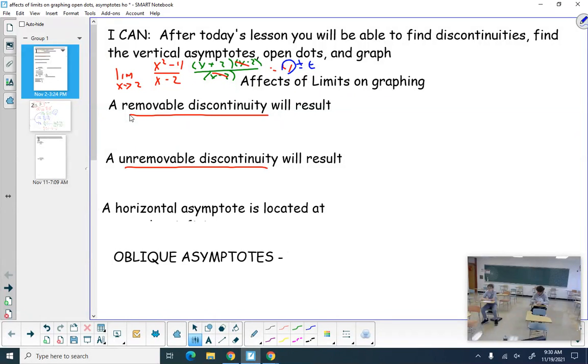So you're getting closer and closer to the value of 2 on your x-axis, and you're getting closer and closer to value 4 on your y-axis, the question is, graphically, what's going to appear? And what's going to appear on our graph?